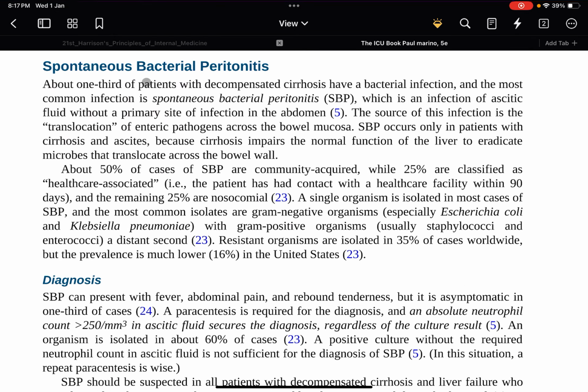About one third of the patients with decompensated cirrhosis have a bacterial infection, and the most common infection is spontaneous bacterial peritonitis (SBP). This is an infection of the ascitic fluid without a primary site of infection in the abdomen. The source of the infection is the translocation of enteric pathogens across the bowel mucosa.